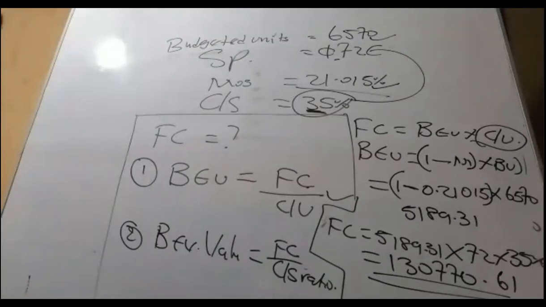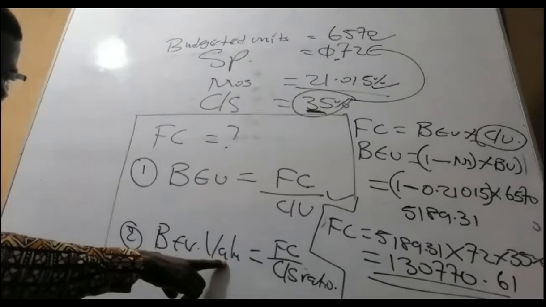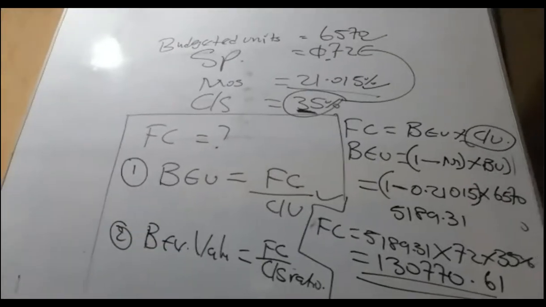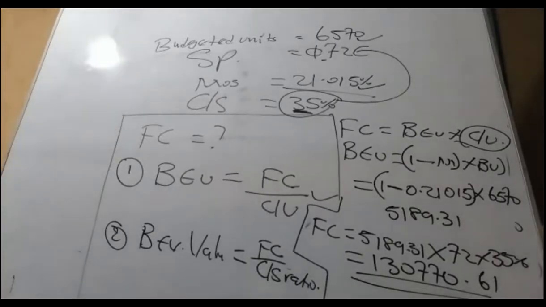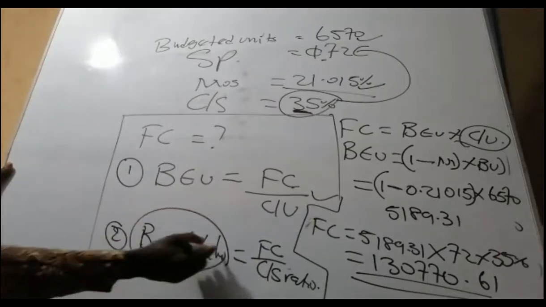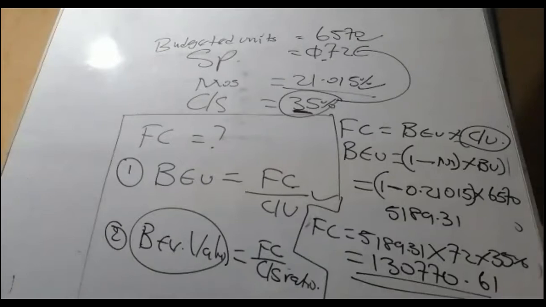Now method two says find the break even value, then multiply by the CS ratio, which also gives the fixed cost. I hope method one is clear. Now method two: you have to make fixed cost the subject, so you multiply the CS ratio by the break even value. We are assuming that we've not done this, so first you have to find the break even value. We go through this process to determine the break even, then multiply by the selling price to give you the break-even value.